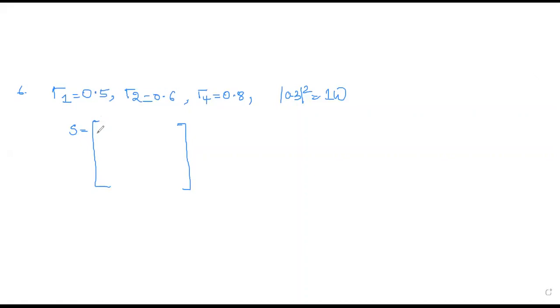0, 0, 1 by root 2, 1 by root 2. 0, 0, 1 by root 2, minus 1 by root 2 in the second row, then 1 by root 2, 1 by root 2, 0, 0, and 1 by root 2, minus 1 by root 2, 0, 0. Minus 1 by root 2, ma'am? Fourth element, second row, okay. This is minus 1 by root 2.